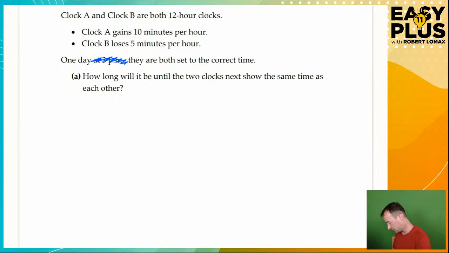So when we start off, of course, both minute hands are going to be pointing up there. At 3 o'clock it was, both minute hands are going to be pointing to the hour. After an hour has passed, the minute hand of clock A, because it's 10 minutes fast, is going to be pointing over there. The minute hand of clock B, because it's 5 minutes slow, is going to be pointing up here.